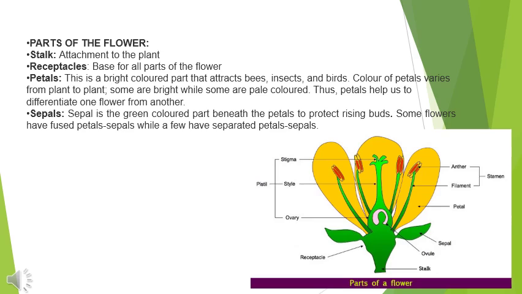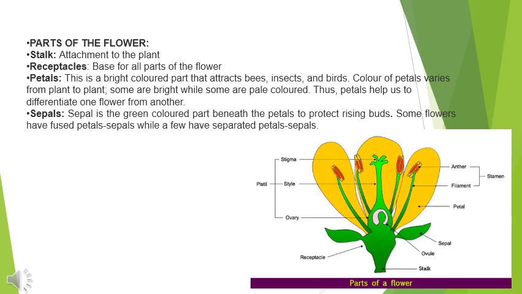Okay. Then the sepals. Sepals are the green colored part beneath the petals to provide protection to rising buds. जब कली की फॉर्म में फ्लावर होता है, उसके अंदर के जितने भी पार्ट्स हैं उनको कौन प्रोटेक्ट करता है? सेपल्स प्रोटेक्ट करते हैं. सो दीज आर द ग्रीन पार्ट्स ऑफ द फ्लावर. ओके. कुछ फ्लावर के अंदर जो है पेटल सेपल फ्यूज होते हैं, और कुछ प्लांट के अंदर जो है पेटल एंड सेपल्स सेपरेट होते हैं.